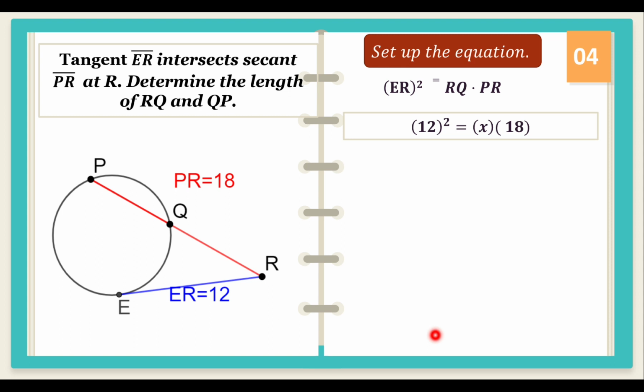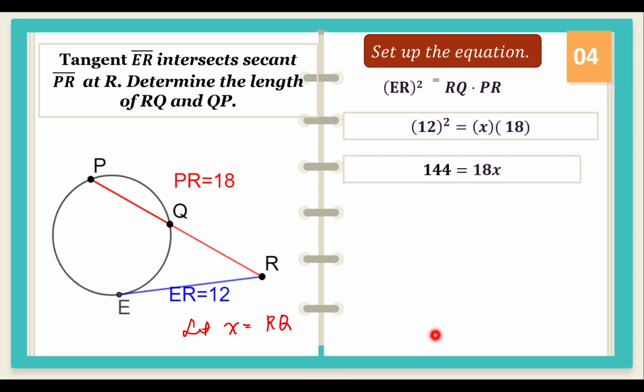We do substitute the values. ER has a value of 12 as given, and we square that. RQ, we do not know the value of RQ, so we say let x be the value of RQ. Then we have the measure of the whole secant segment is given to be 18, that's PR. So we proceed to perform the operations that are indicated. 12 squared will give us 144, and 18 times x will give us an 18x.